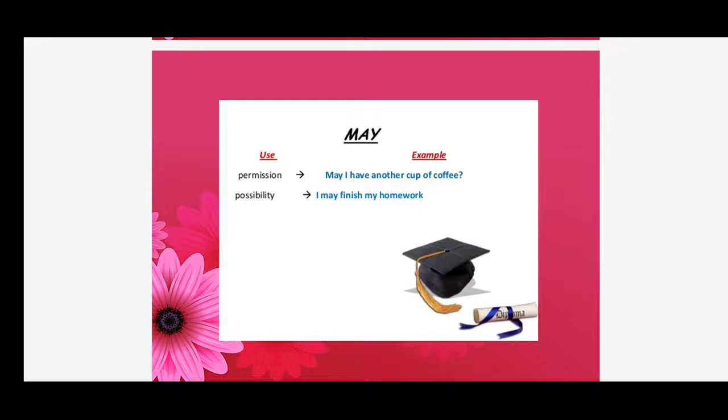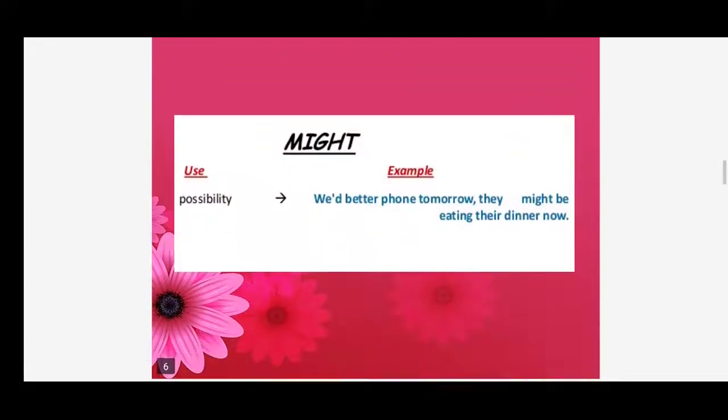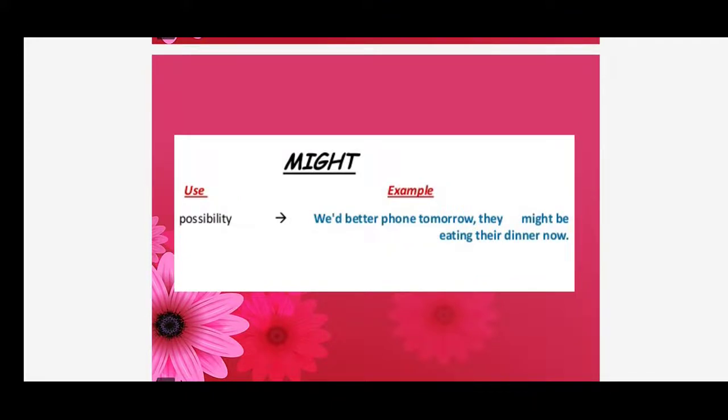Now we will talk about the next, that is might. Might is in a way used for the past and future of may, but another sense where we use it is for possibility or for something you just make a guess about, an assumption. The example here is, "We had better phone tomorrow, they might be eating their dinner now." That means it's a possibility, an assumption, that we had better phone these people tomorrow because they might be having their dinner now. So it's just a possibility of something.